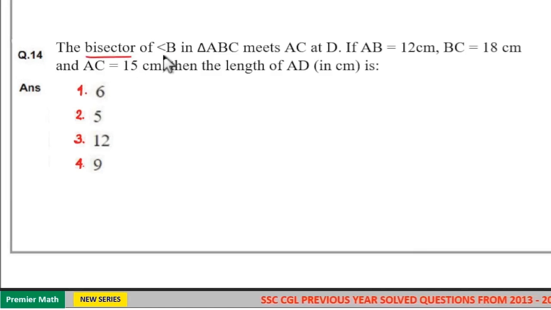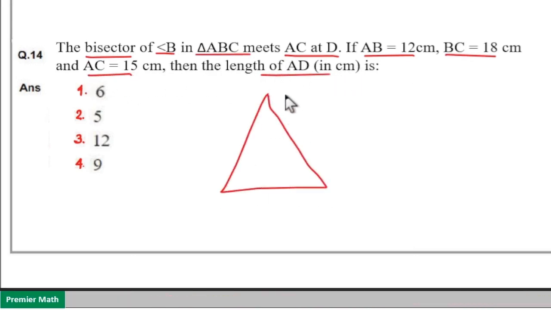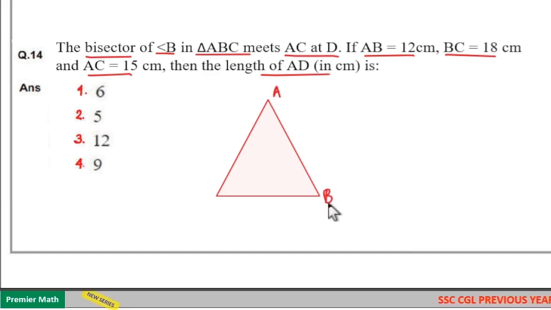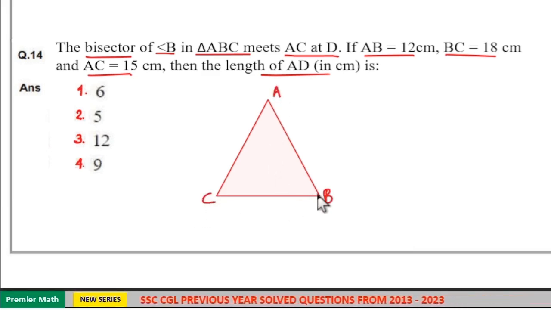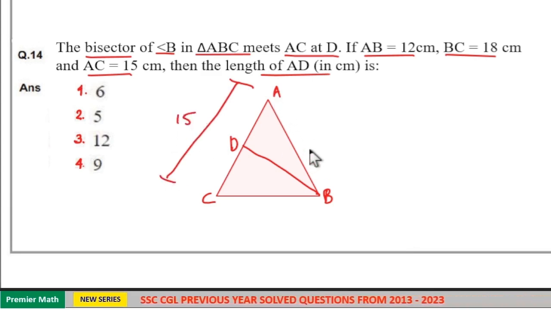The bisector of angle B in triangle ABC meets AC at D. If AB is 12, BC is 18 and AC is 15, then the length of AD is. Here, this is the triangle ABC. Now, this is the bisector of B which meets AC at D. And here AC is 15, AB is 12 and BC is 18.